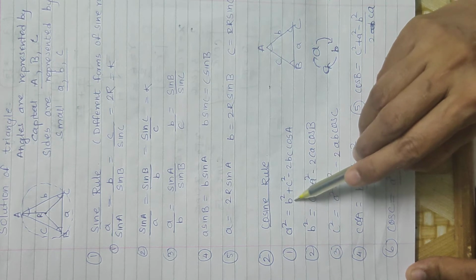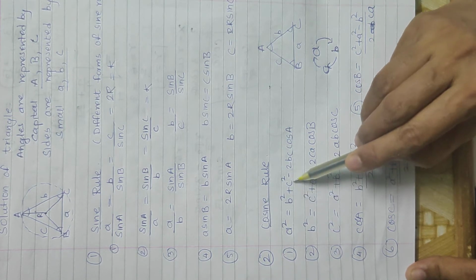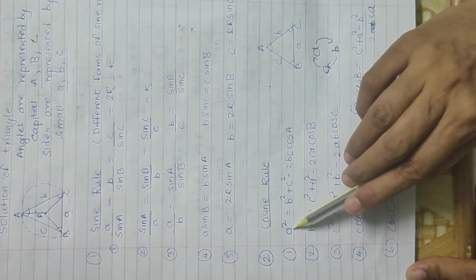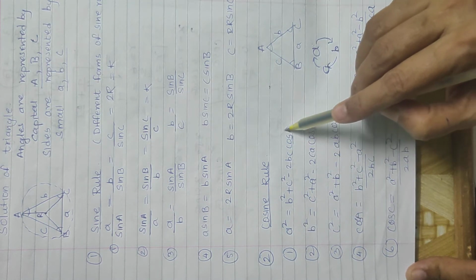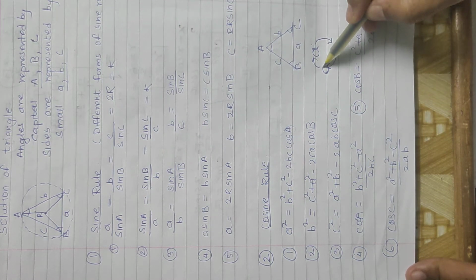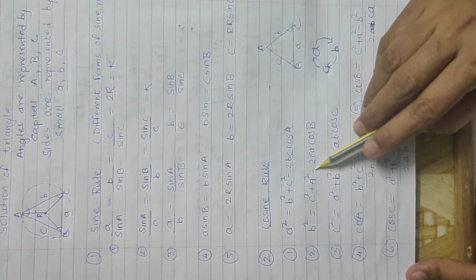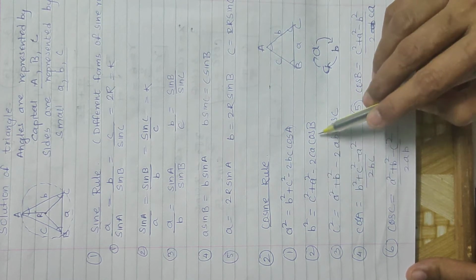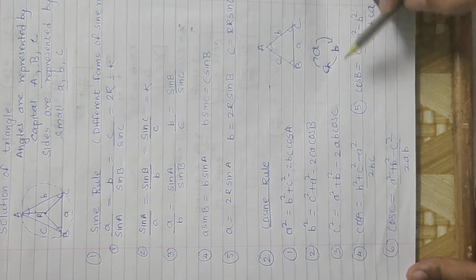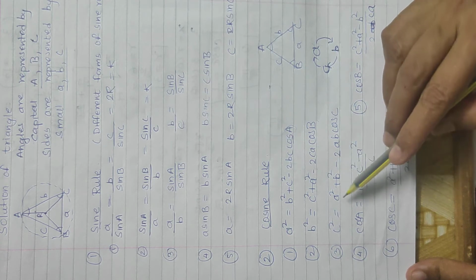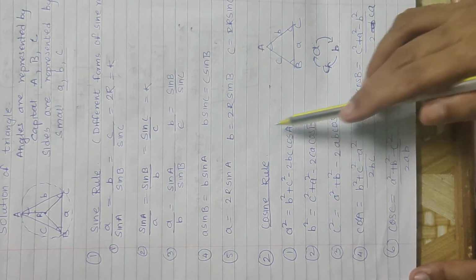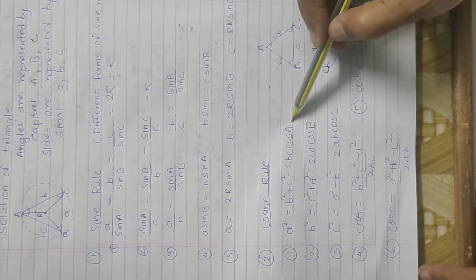2bc. These two sides b, c, and it is the cosine rule, therefore cos, and here what is there? a. This side is there, so you have to write here angle A. b square is equal to c square plus a square minus 2ca cos b, and in the same way c square is equal to a square plus b square minus 2ab cos c.